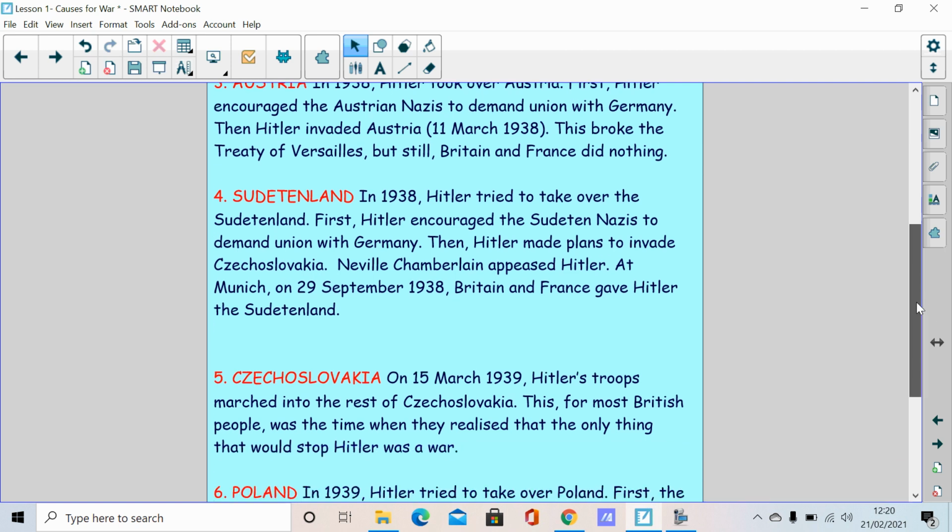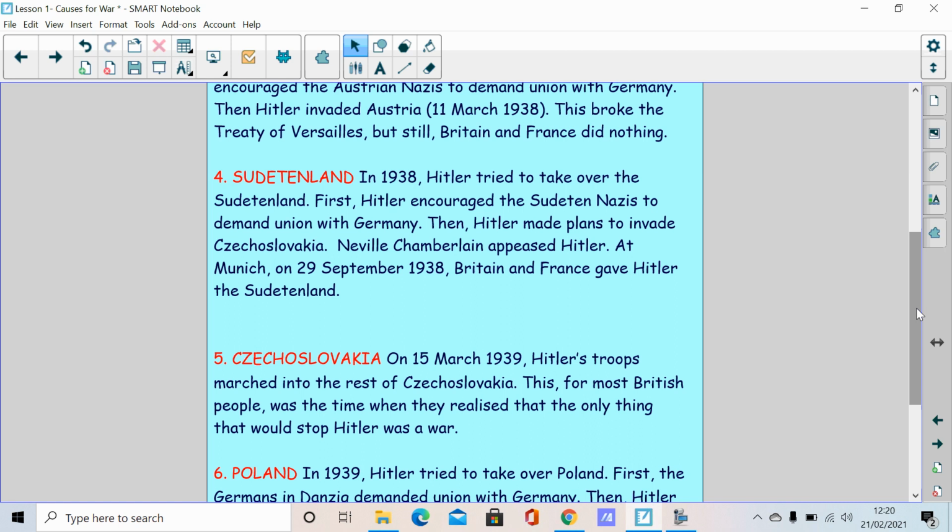And then again in 1938, he's starting to really pick up his pace in terms of the countries that he's invading. So far, in a 2 year span, he's taken over the Rhineland. He has invaded Austria, and now he is taking over a place called the Sudetenland. He encouraged the Sudeten Nazis to demand union with Germany. So he encouraged them to join with Germany, not that Germany had to invade them, that they just wanted to join.